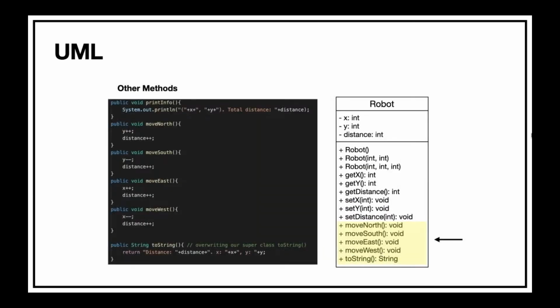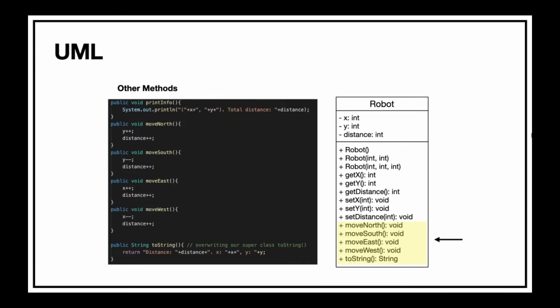Finally, we have more methods that will allow us to perform some functionalities. We're using the robot, and the robot has x, y, and distance, so might as well have some mechanisms, some functionalities that allow us to manipulate those values of x, y, and distance. You can see right now that we have a couple of them. For example, we have moveNorth that will allow us to move the y coordinate by 1. Notice that the distance is also being increased because every step we move to the north, it will increase distance.